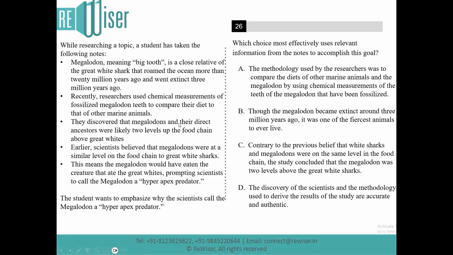They discovered that the megalodons and their direct ancestors were likely 2 levels up the food chain above the great whites. Earlier, scientists believed that the megalodons were at a similar level on the food chain to great white sharks. This means that the megalodon would have eaten creatures that ate the great white sharks, prompting scientists to call the megalodon a hyperapex predator. The student wants to emphasize why the scientists call the megalodon a hyperapex predator. So, which choice effectively uses information from the notes to accomplish that goal?